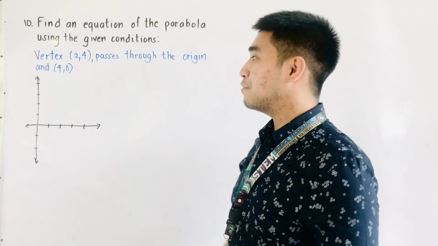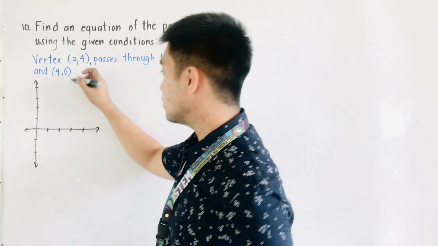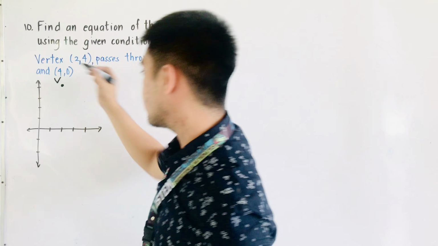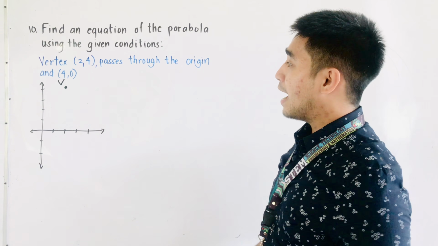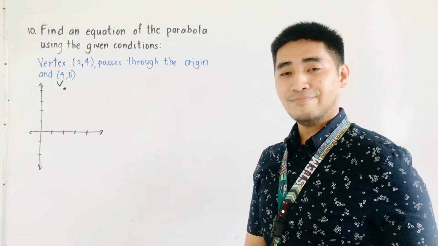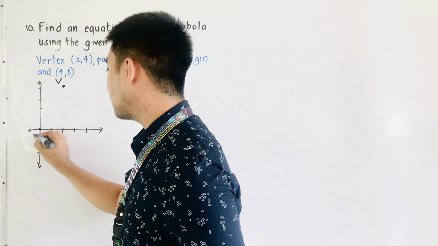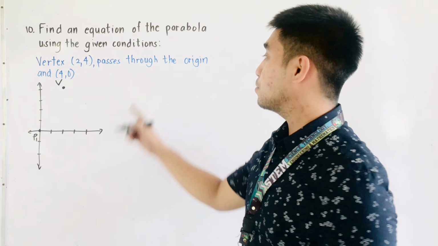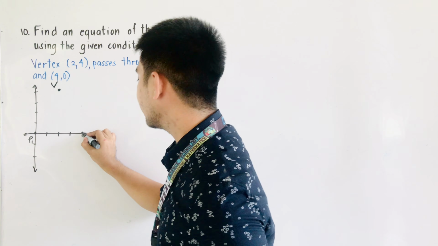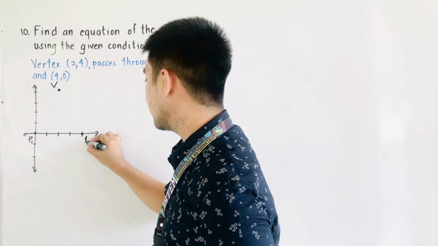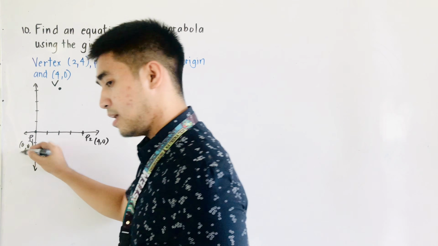We are given the vertex, and the vertex is located at (2, 4). So this is 2 and this is 4. This is now our vertex. Also, we have another condition that it passes through the origin and (4, 0). So this is our origin, let's say this is point 1. And it also passes through another point, 1, 2, 3, 4, that is (4, 0). Let's say that is P2. This is (4, 0), and this is (0, 0).